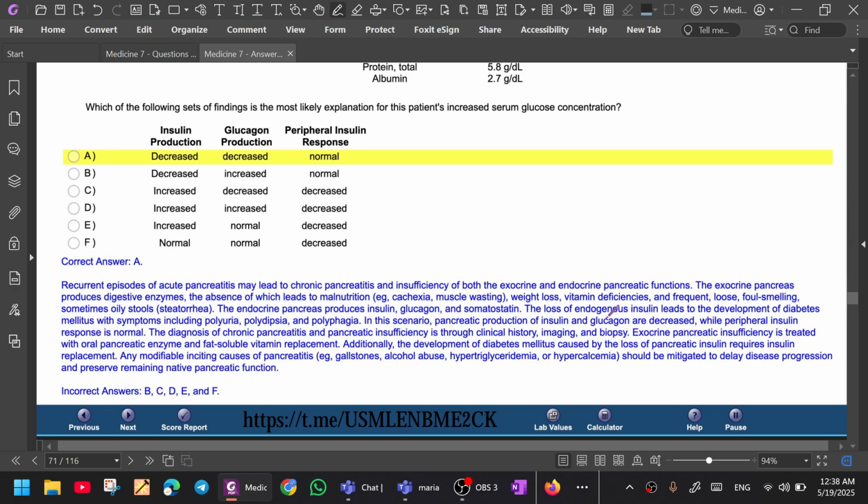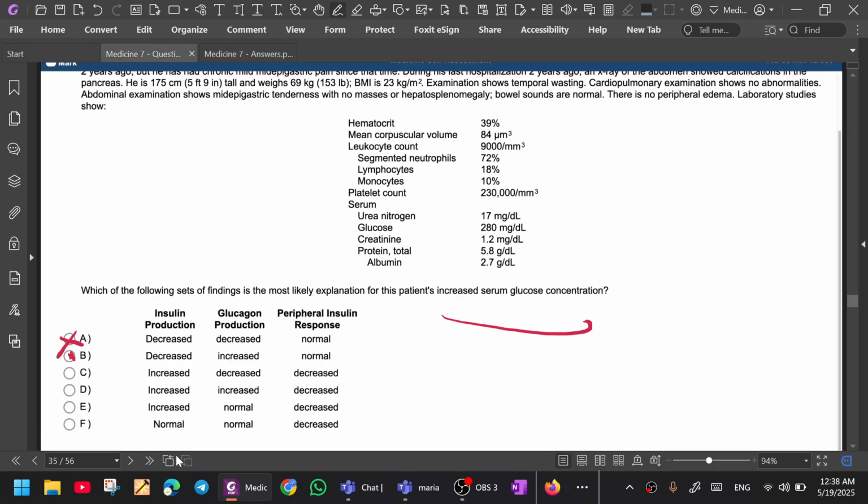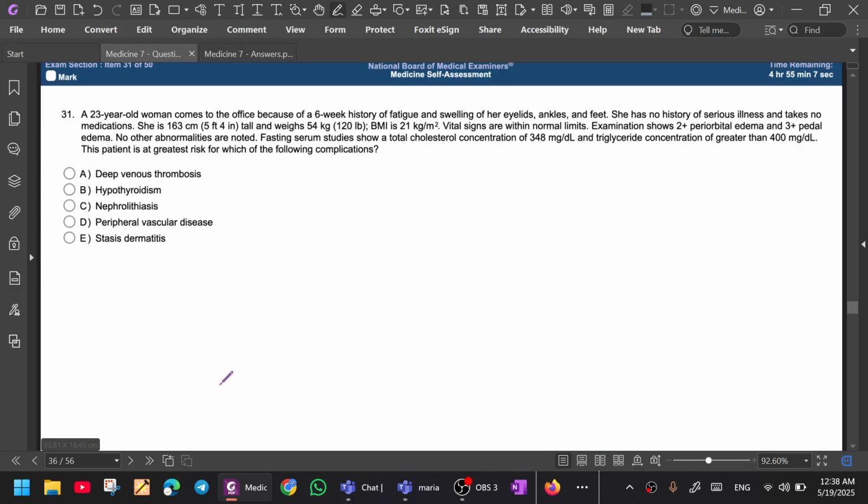Anyway, a 23-year-old woman comes to the office because of a 6 week history of fatigue and swelling of her eyelids, ankles and feet. She has no history of serious illness, no medication, BMI fine. She's 5'4". Vital signs fine. Exam shows 2 plus periorbital edema and 3 plus pedal edema. No other abnormalities noted. Fasting serum study shows total cholesterol, which I believe is high. Triglyceride concentration, I believe, is high too. This patient is at greater risk for which of the following complications?